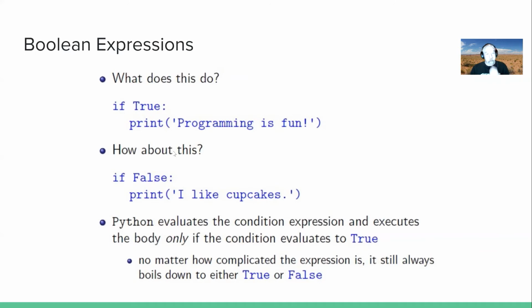Effectively, when Python is reading your Boolean expression, it evaluates it and comes out to either a true or a false, and then it's basically the equivalent of this. If it's true, it'll print it. If it's false, it won't print it.